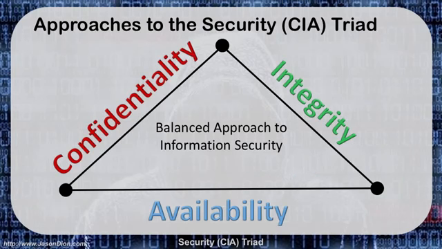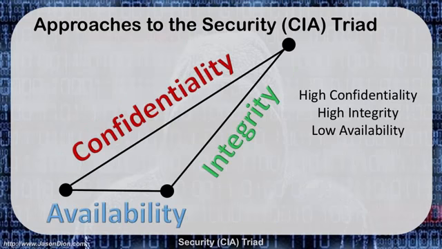So when we look at the CIA Triad, this security triad, a lot of people always try to get this balanced approach to information security. They go, I have perfect confidentiality, perfect integrity, and perfect availability. And you see my beautiful equal-sided triangle here. Well, is that how it works in the real world? No. Take a great example. How about something like this? We have high confidentiality, high integrity, but low availability.